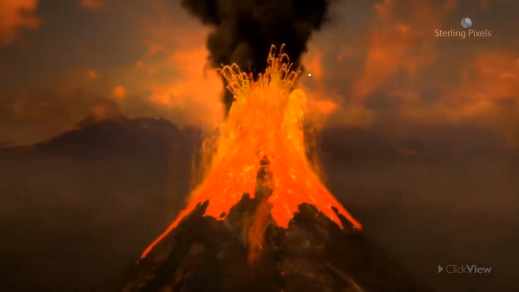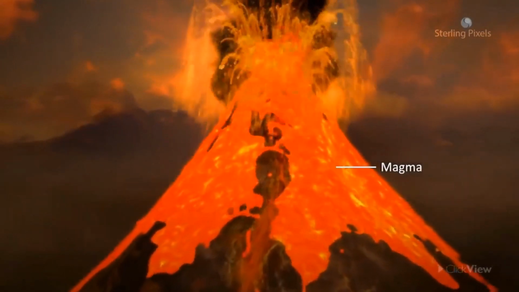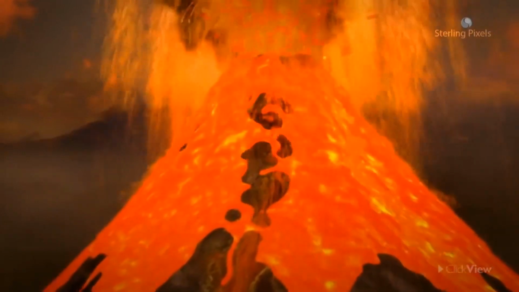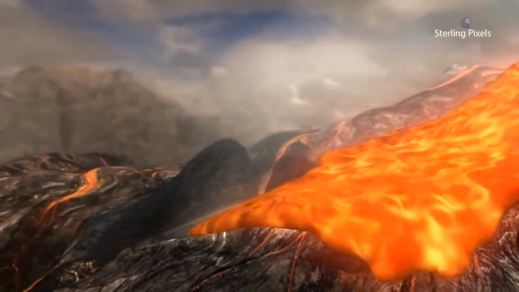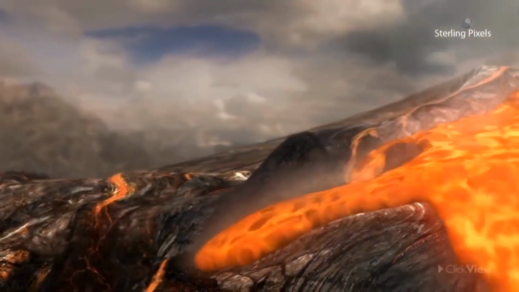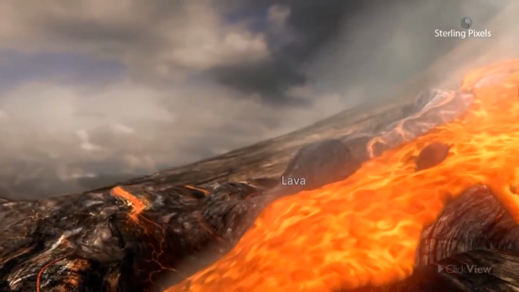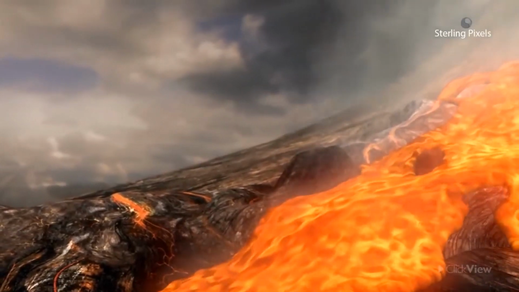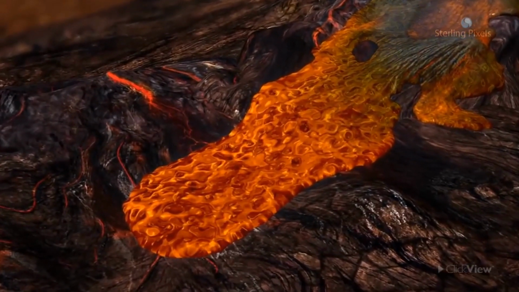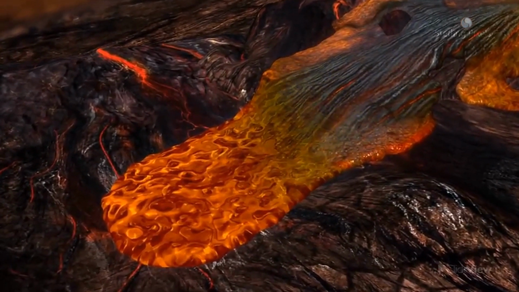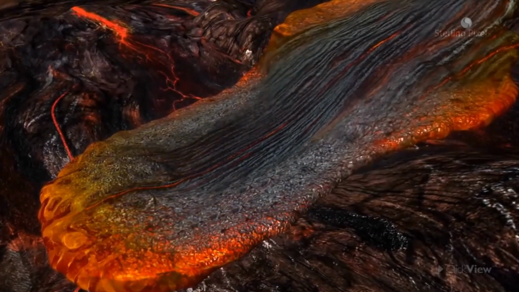Look at this volcano and the liquid which is coming out of the volcano is called magma. It is a hot liquid made up of many minerals. When this magma reaches the earth's surface, it is known as lava. The cooling and solidification of lava at the Earth's surface gives extrusive igneous rocks, which are also known as volcanic rocks.